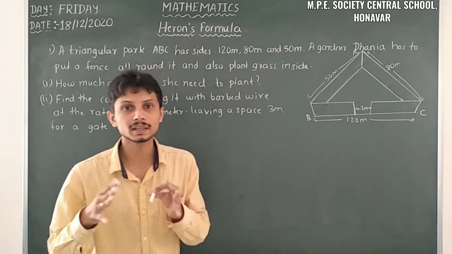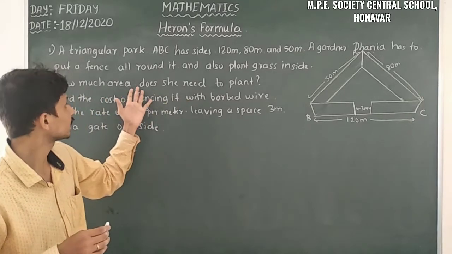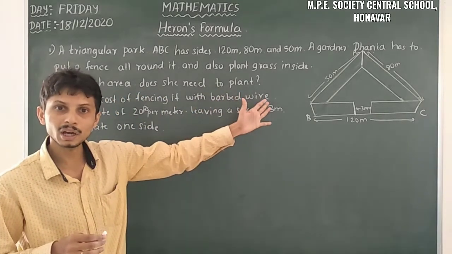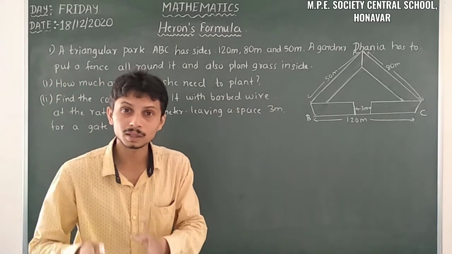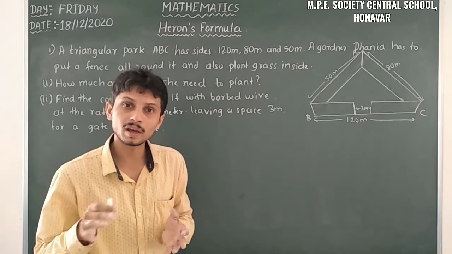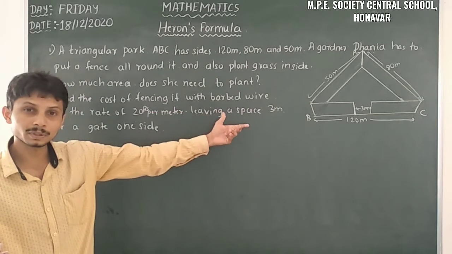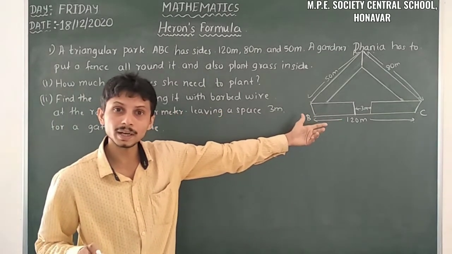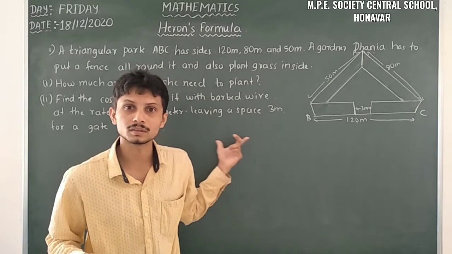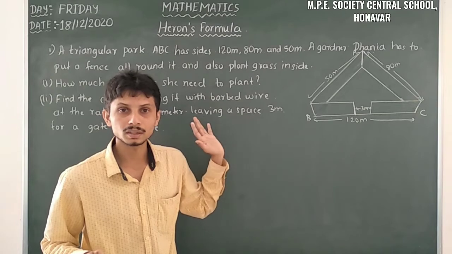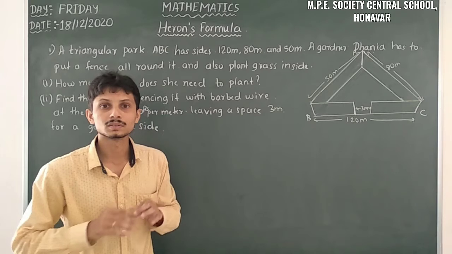So we have to take it one by one. Firstly, we have to find the area, because we have to calculate how much area she needs to plant. We find the area of the triangle using Heron's formula. For that we need the perimeter and the value of S. Then for the cost of fencing with barbed wire, leaving a space of 3 meter, we have to subtract 3 meter from the total perimeter when we calculate the total cost. So we have to solve this problem.